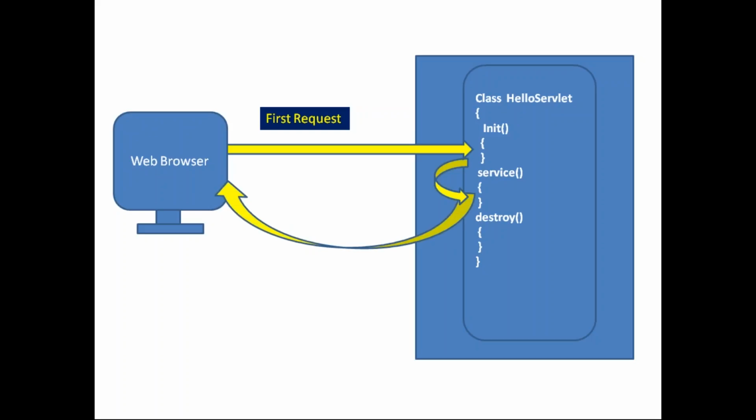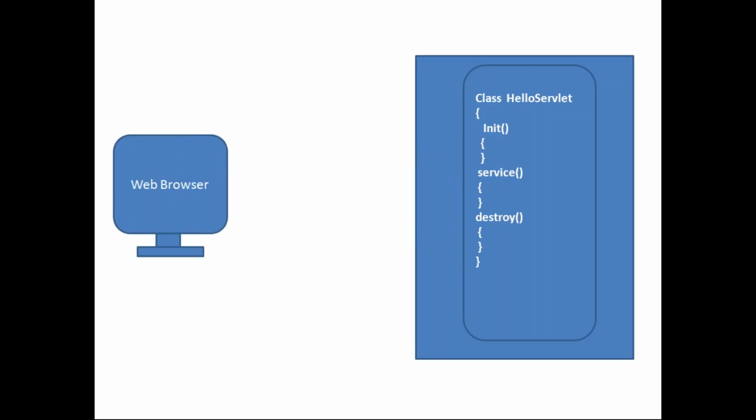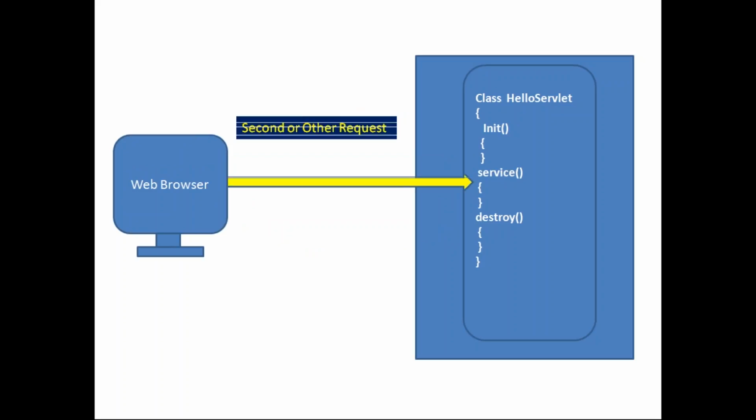So the init method is called only when the first request comes from the client side. When a user sends a second or other request, that request hits the service method directly. So in the life cycle of servlet code, the init method is executed only one time, when the servlet is invoked for the first time from the web browser. The service method is invoked n number of times.